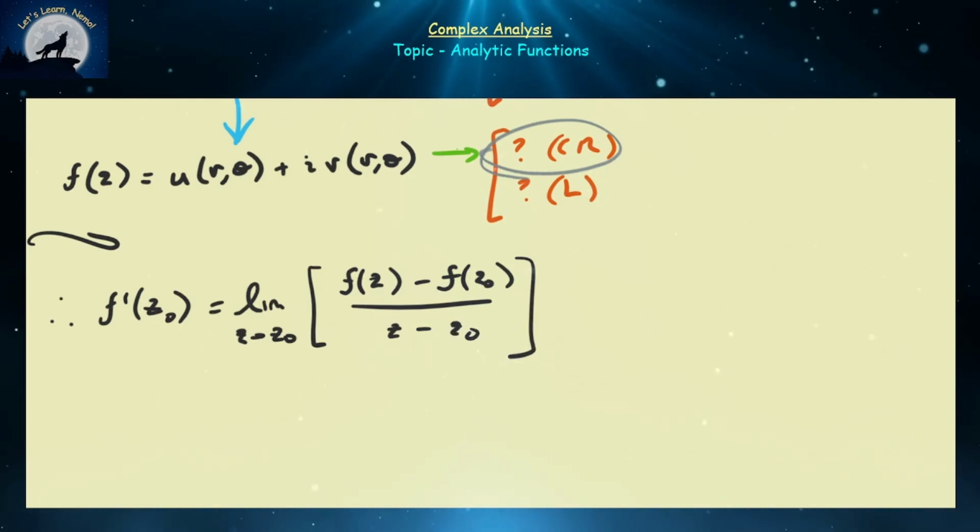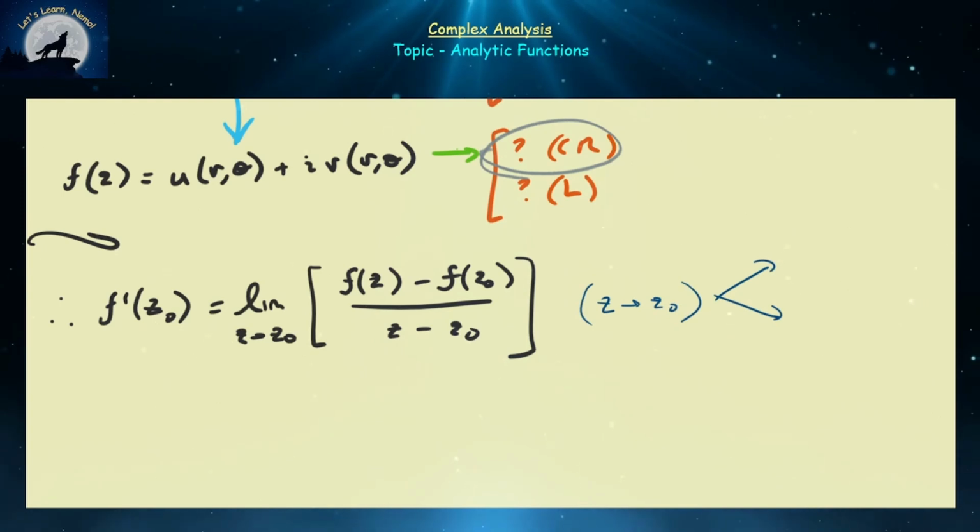So what do we exactly mean by z approaching z naught? Well, if z is approaching z naught, then this is going to take two different directions since z is now decomposed into r and theta. So r is going to approach r naught, and theta is going to approach theta naught, right? So we have those two-dimensional representations.